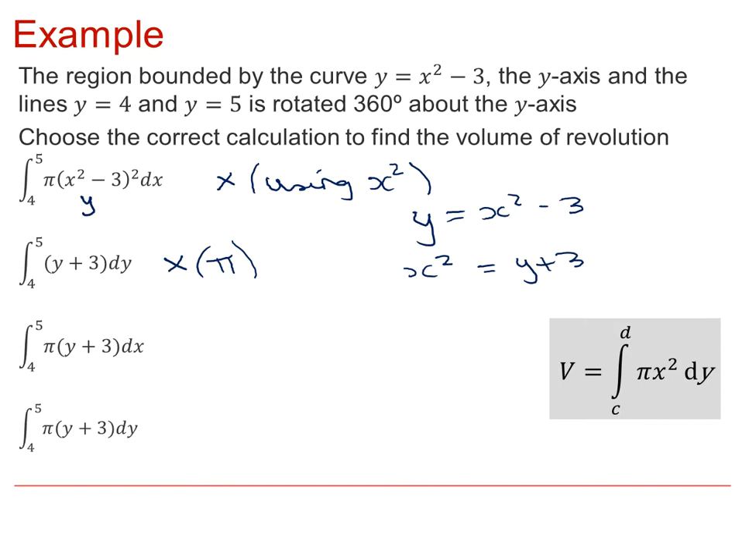Looking at the third one down, we've got y plus 3, which is indeed x squared, but we've integrated with respect to x. So that is wrong. You must integrate with respect to y. Finally, in the last one, we have got the right limits, the integration, the pi, the x squared, and integrating with respect to dy. So that is correct.